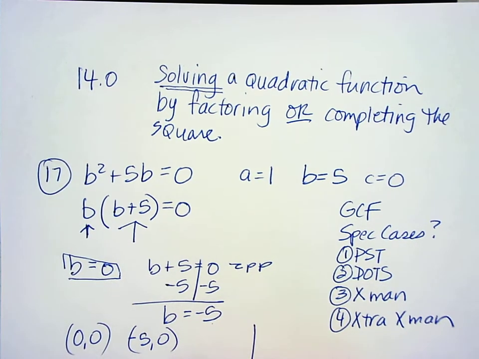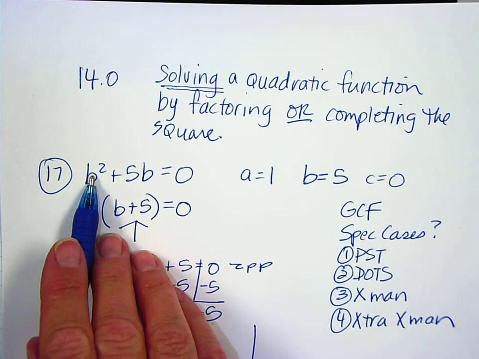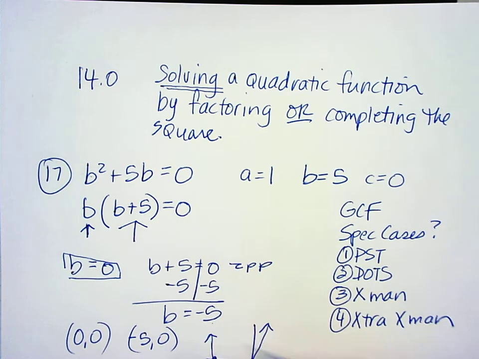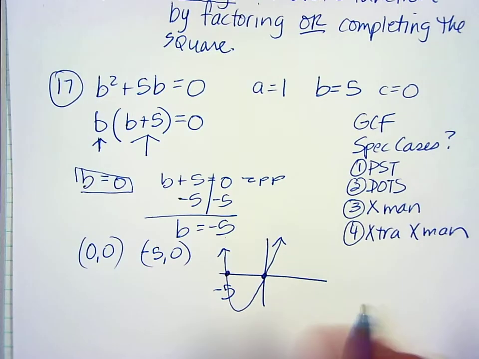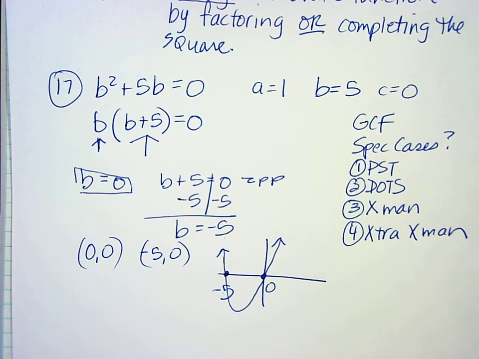So if I were to graph this, I would have one x-intercept at negative 5, and another at 0. And since this has a leading coefficient that's positive, that means it would open up. So I'm just guessing, but it might look something like that. Opening up, and with your two x-intercepts at negative 5 and 0.